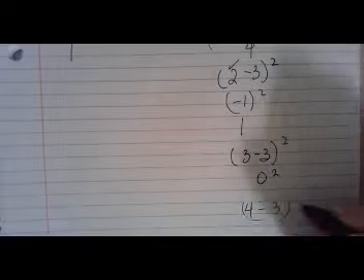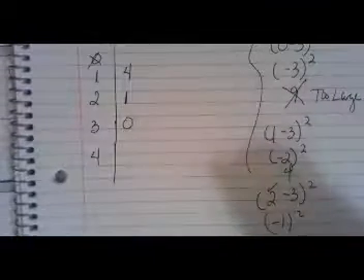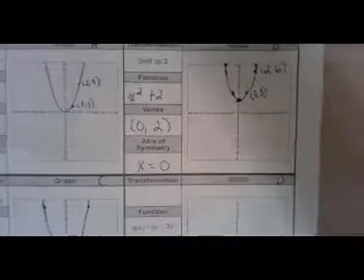Okay, so 4 minus 3 squared. 4 minus 3 gives me 1, and then we square it, we get 1 there. Now I have my vertex, okay? We already know how that works, so we're going to go ahead and just come on over here and start graphing it.